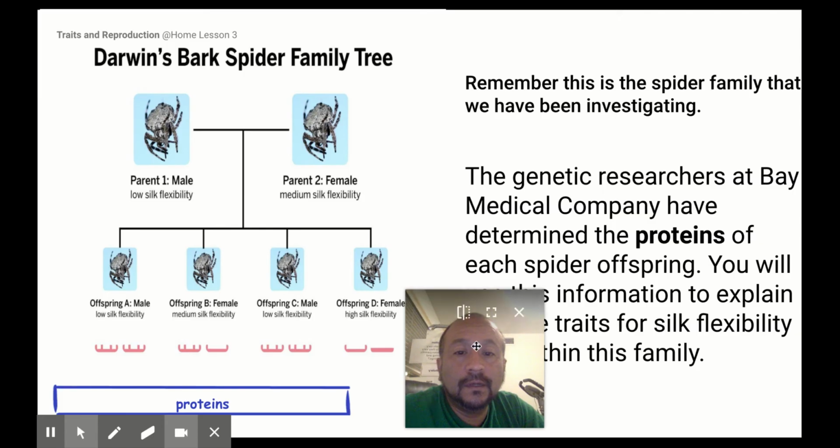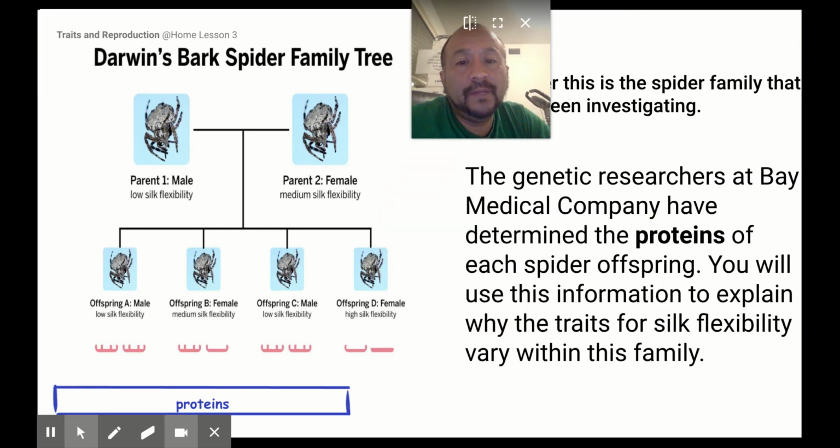The genetic researchers at Bay Medical Company have determined the proteins of each spider offspring. We're going to use this information to explain why the traits for silk flexibility vary within this family.